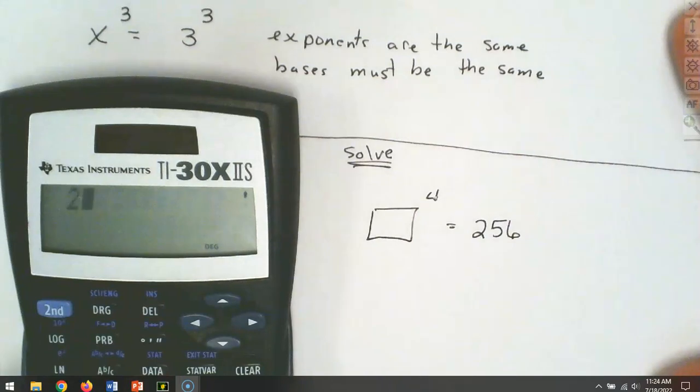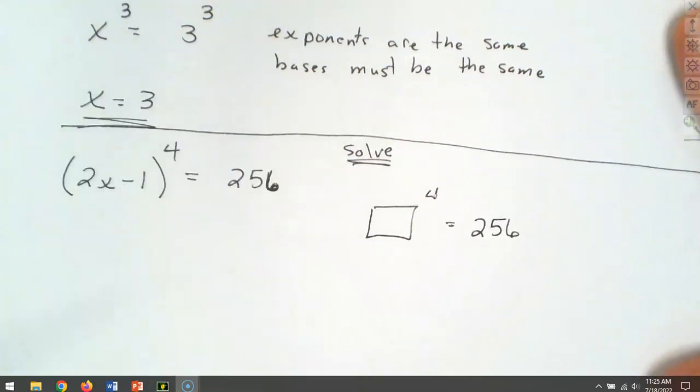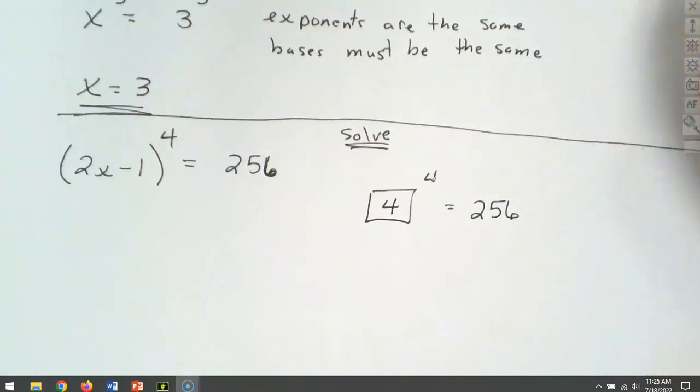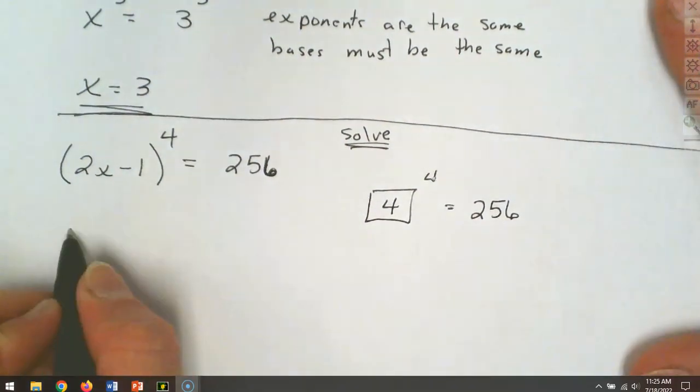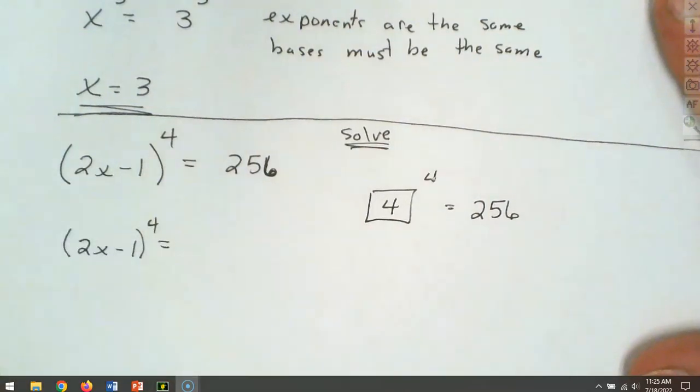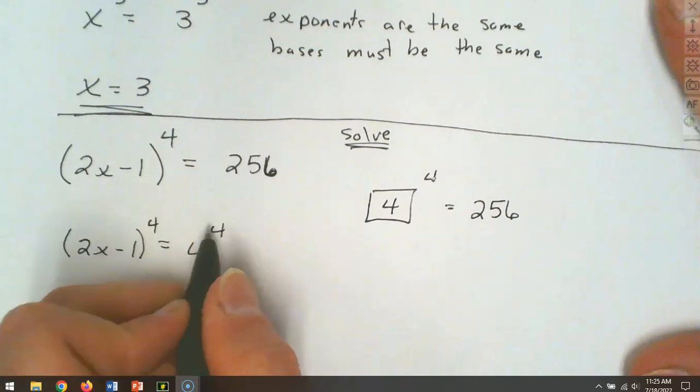And we'll just start with 2. Okay, 2 to the 4th power, 16. Not going to work. 3 to the 4th power is what? 81. Doesn't work. What about 4 to the 4th power? 4 to the 4th power is 256. And isn't that what we need? Yep. So now we know 2x minus 1 to the 4th power equals now 4 to the 4th power.